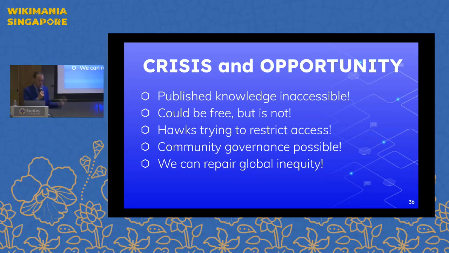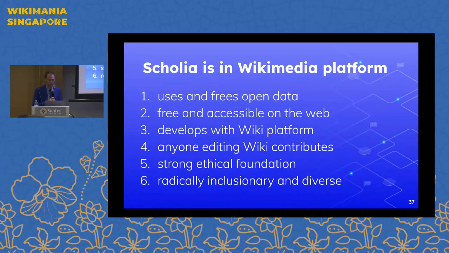And Wikipedia, Scholia, Wikidata, WikiCite legitimately has solutions to help you sort out thousands of papers and find the published knowledge that you need to do the research that you want. We have a crisis that this is currently inaccessible. We have an opportunity that we really can address this challenge through the Wikimedia platform.